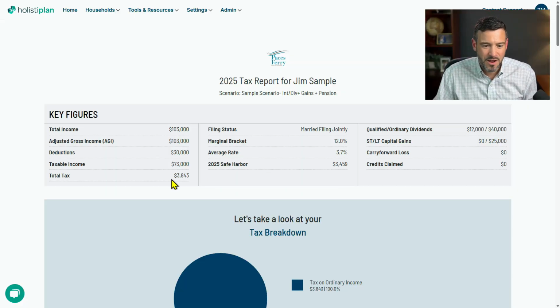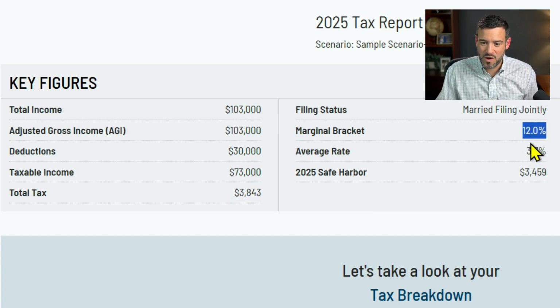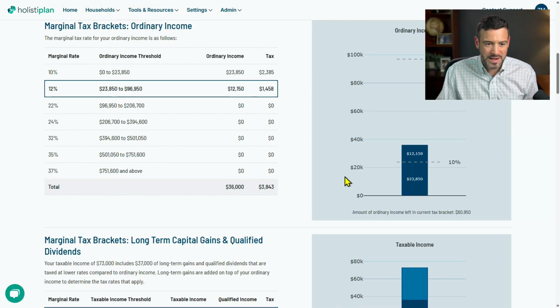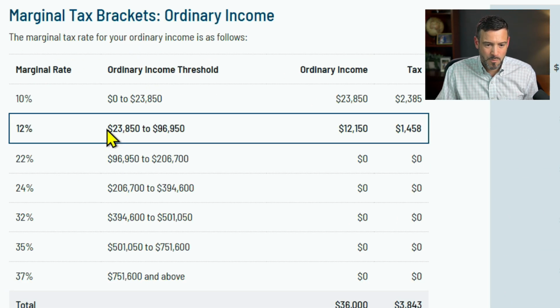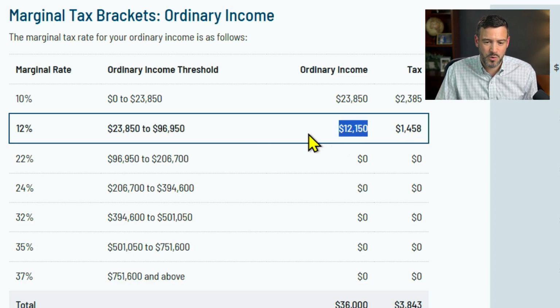But even with adding a $32,000 pension, our total tax is only up to $3,843 with a marginal bracket of 12% and an average rate of 37%. So if we go back and look at our marginal tax brackets for ordinary income, we still have quite a bit of room to run, right? So what are we going to do with this extra room to run? Because we don't want to just let it go.